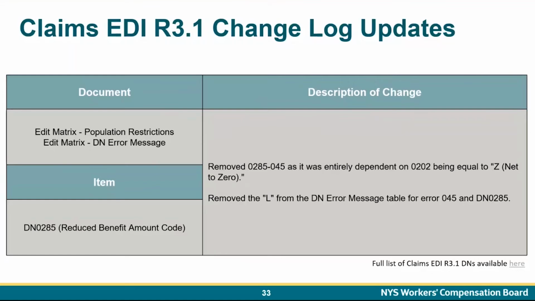Changelog item 215, we removed population restriction 0285.045 since it was completely dependent on net to zero, and we removed the 0545 error from DN 285 on the DN error message table.